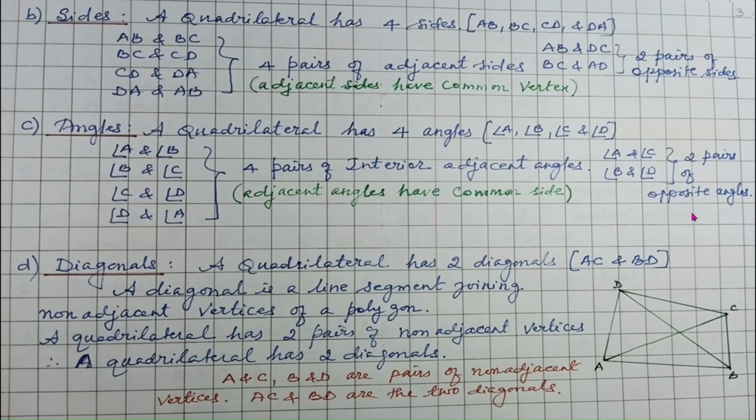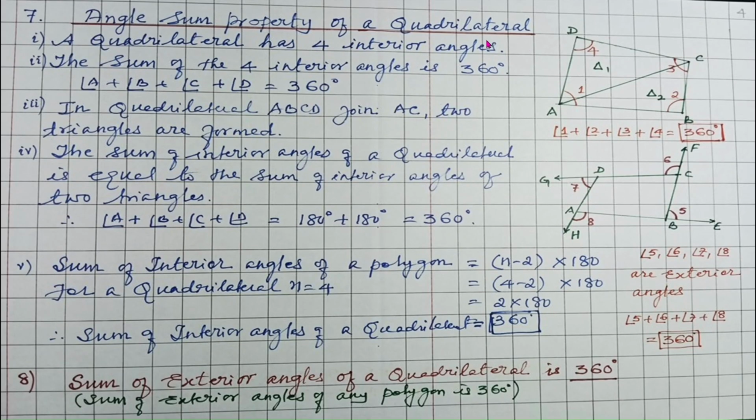Now talking about the diagonals of a quadrilateral, we already know what a diagonal is. A diagonal is a line segment joining non-adjacent vertices of a polygon. Now a quadrilateral has only 4 sides, and it has 2 pairs of opposite vertices, and therefore only 2 diagonals are possible in a quadrilateral. So A and C are opposite vertices, B and D are opposite vertices, or non-adjacent vertices. If we join AC and BD, we get 2 diagonals. So therefore AC and BD are the 2 diagonals in a quadrilateral.